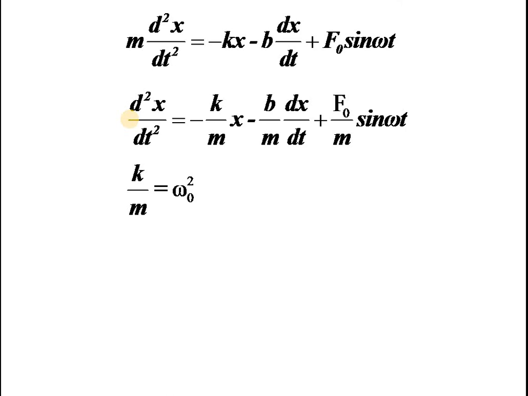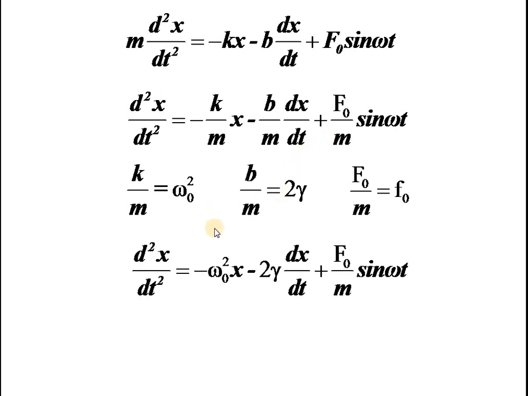Okay, so now we can have some substitution. We have the k by m here as usual, which we can write as omega 0 square, and we have the b by m here, which we can put as 2 gamma, and we have the F0 by m that we can put as small f0. Of course, it is understandable: F0 is in Newton and small m is mass, so small f0 has unit Newton per kilogram. Okay, so with these three substitutions, let's move on.